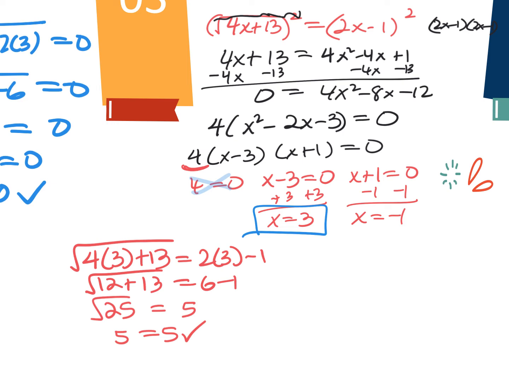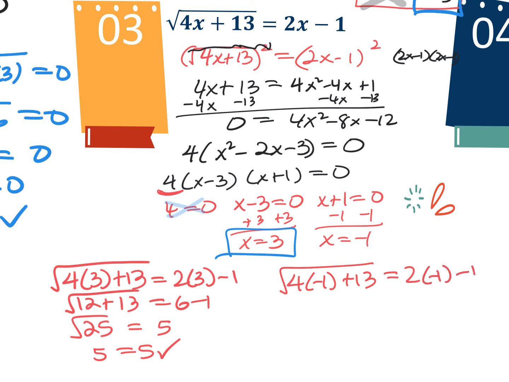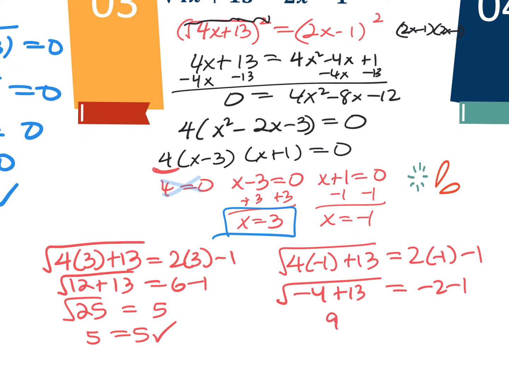Let's try the next one. 4 times negative 1 plus 13 equals 2 times negative 1 minus 1. Negative 4 plus 13 equals negative 2 minus 1. Square root of 9. Square root of 9 is 3. This is not a true statement, so the only correct answer is going to be x equals 3. So get rid of that one. Let's try number 4.